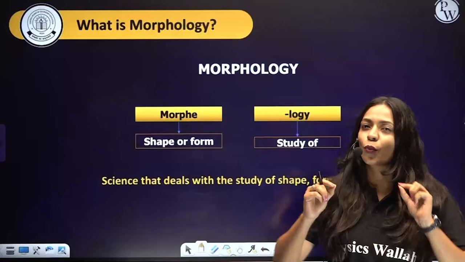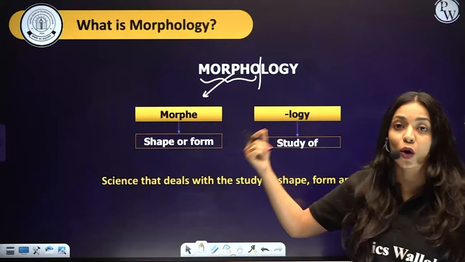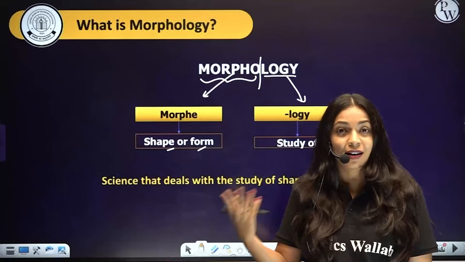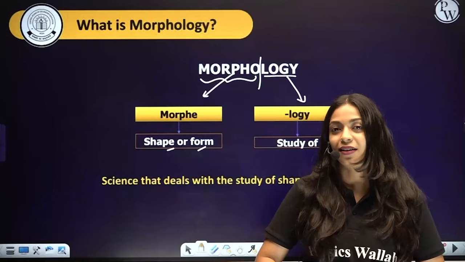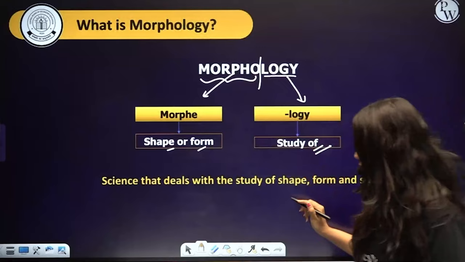When you look at the term morphology and you split it into two, the term morpho or morphe, which is derived from Greek, means shape or form. And logy, I'm sure all of you are already familiar with what that means. You've heard the word or the part logy in biology, zoology, geology, everywhere. So basically, logy or logos means the study of. So morphology is basically that branch of science which deals with the study of shape, form, and structure.